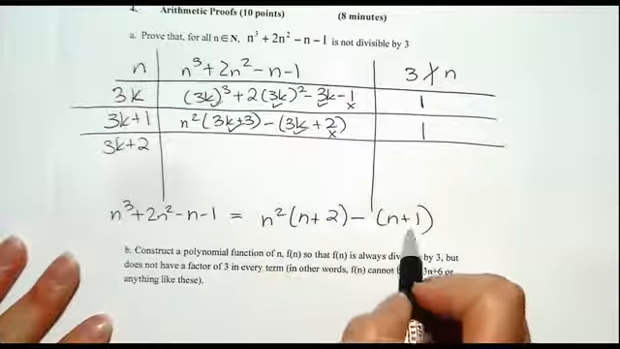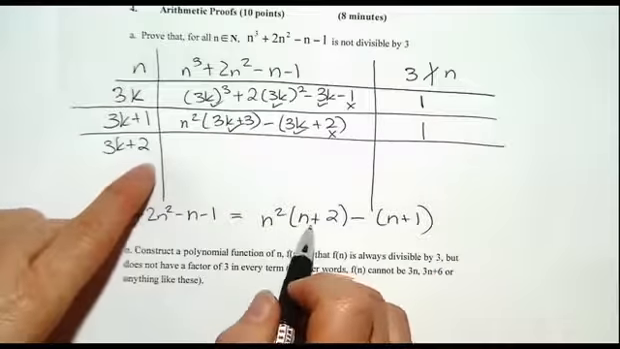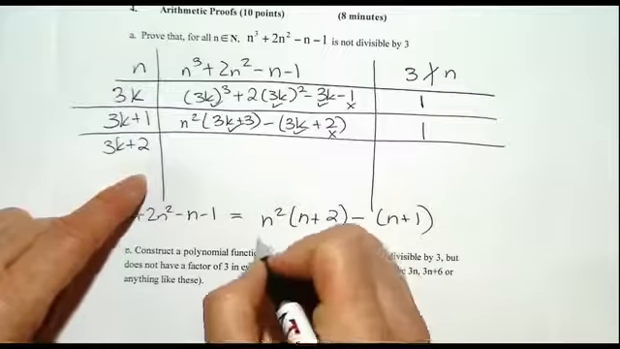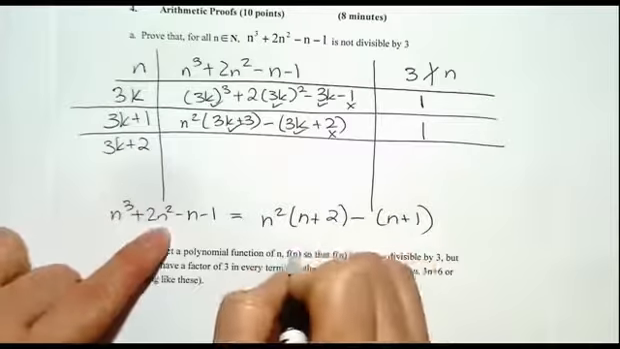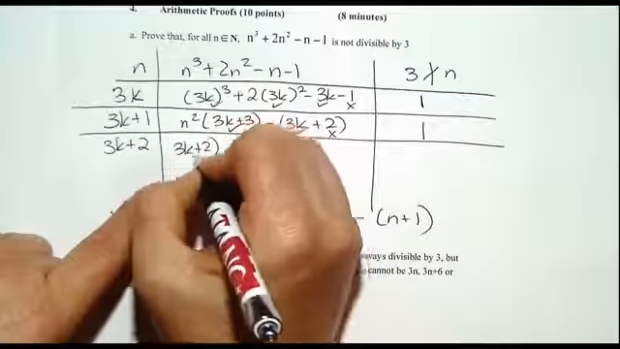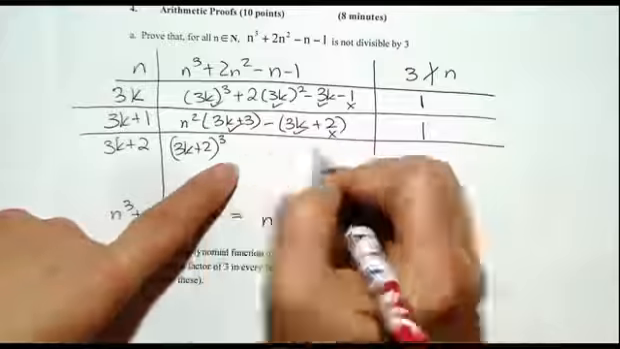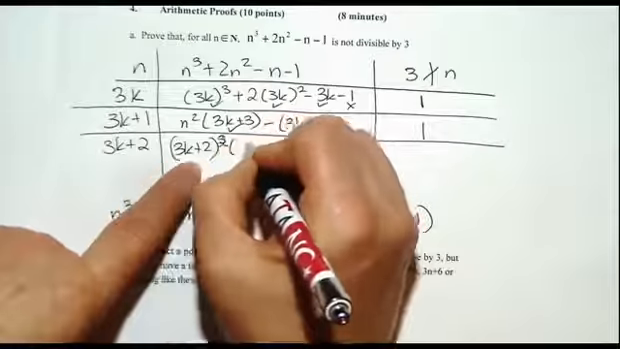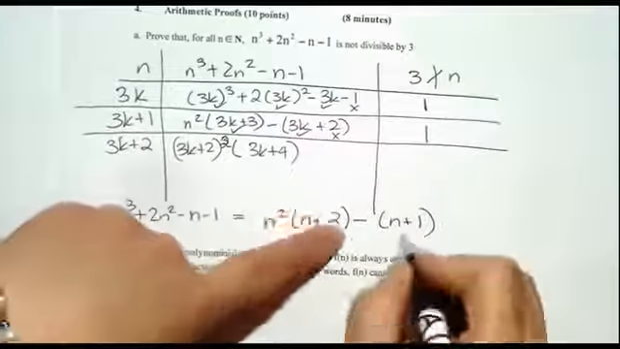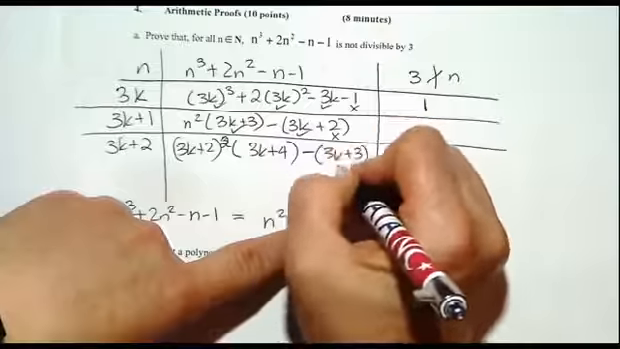And in the last one, this is going to be divisible by 3. So I'd like to have a plus 1 in here. So what I could do is put maybe something else. We can just do it. So this will be 3k plus 2 cubed. Now let's do this: squared times 3k plus 4, minus 3k plus 3. That's divisible by 3.